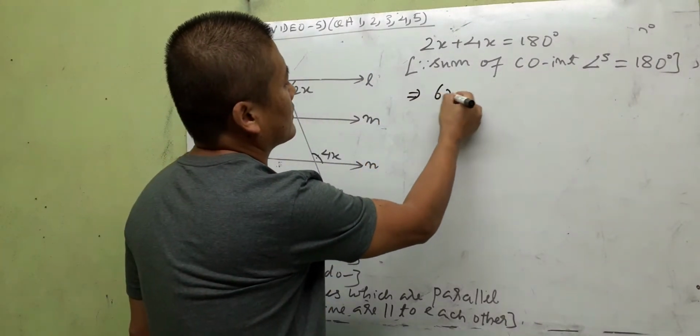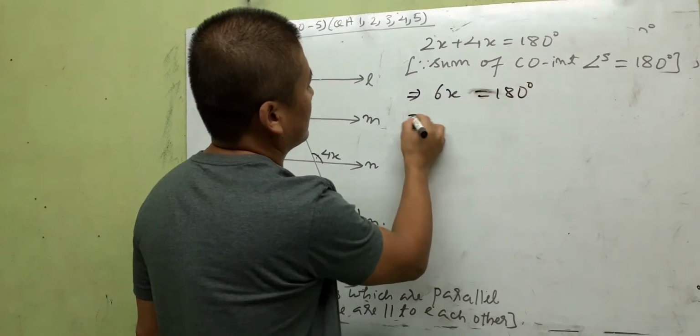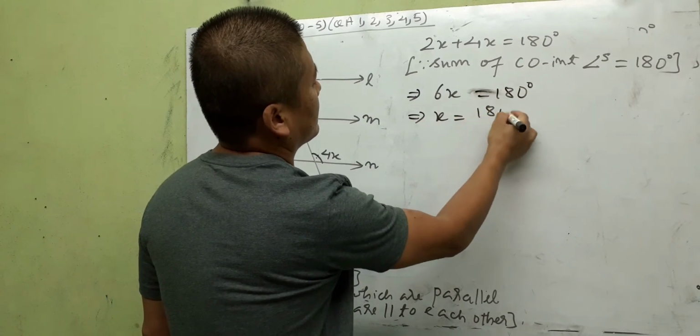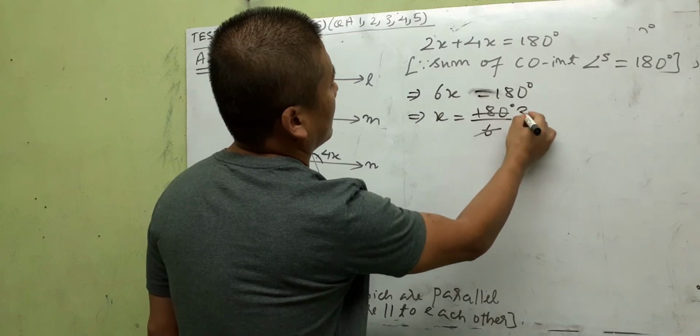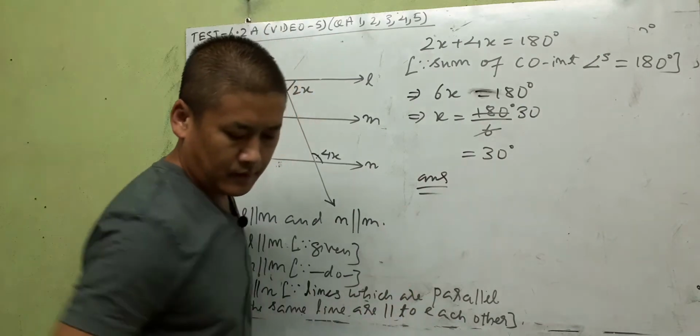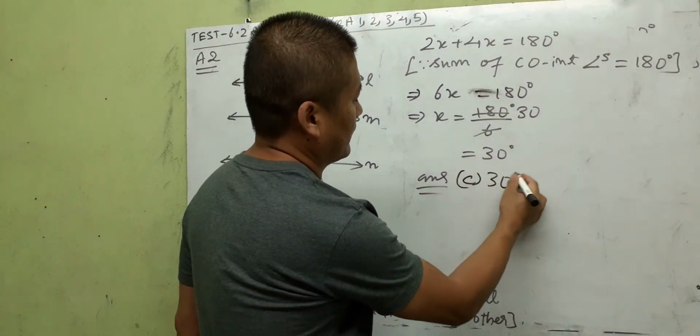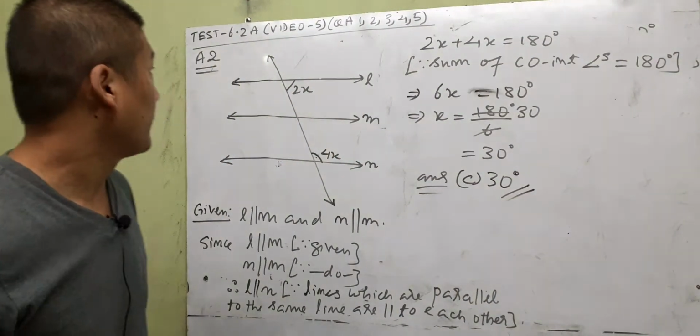So 2x plus 4x is 6x, equal to 180 degree. x will therefore be 180 degree divided by 6. 3 6s are 18, so 30 degree. Therefore, the answer choice matching this one, the second one, is C, which is again 30 degree. Let's go to 3.